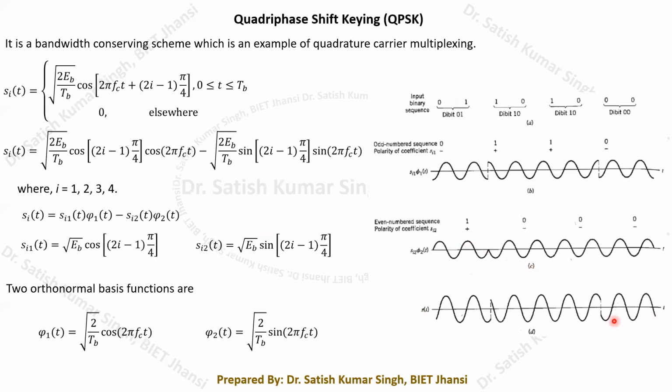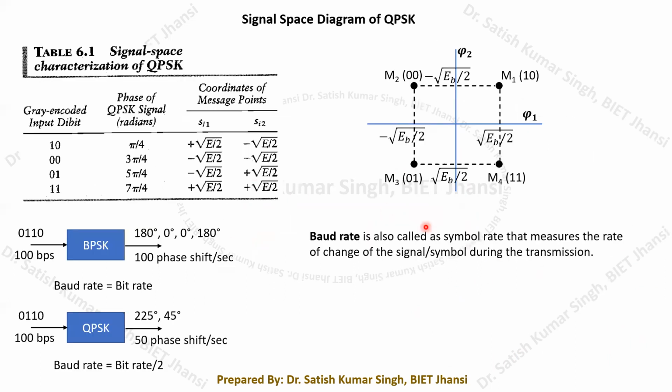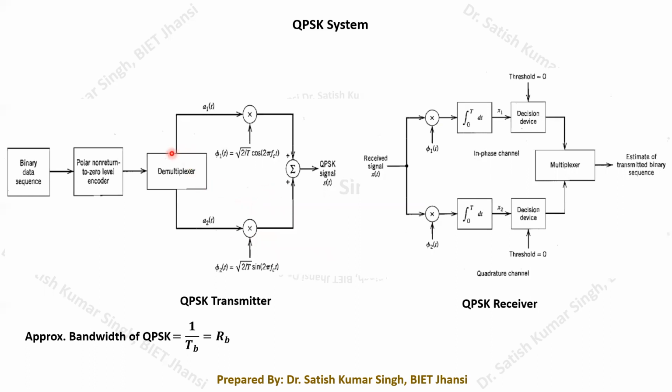Again, you can see that here we have taken the odd numbered sequence, and here we have taken the even numbered sequence. So if it is connected to this point, it is an odd number sequence, and when it is connected to the second box, it is an even number sequence. That way we can have these signals, and then it is generating the QPSK signal.